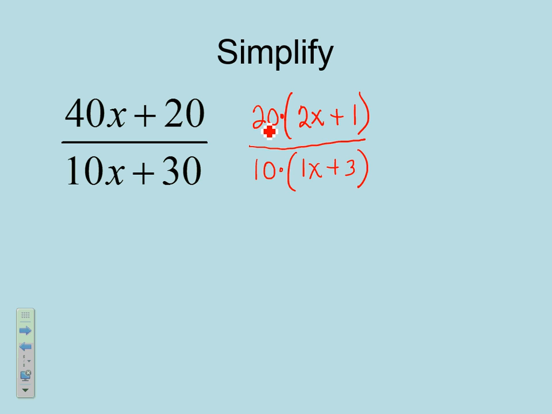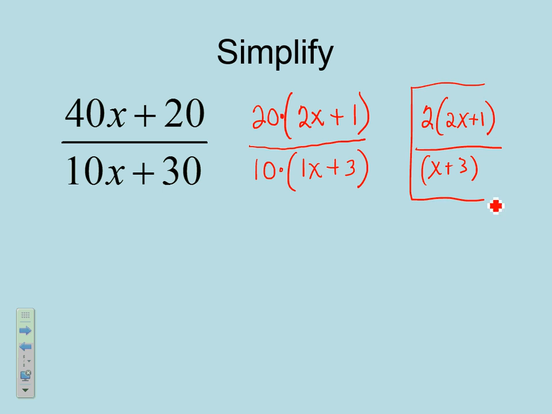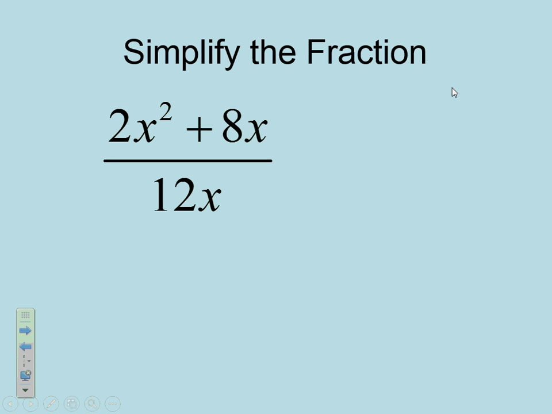But I can cancel 20 and 10. 10 goes into 20 2 times. 2 times x plus 1 all over x plus 3, or 1x plus 3. That would be the answer. So I cannot cancel terms. I can only cancel factors. Next one. Factor it. That's why we keep factoring, okay?